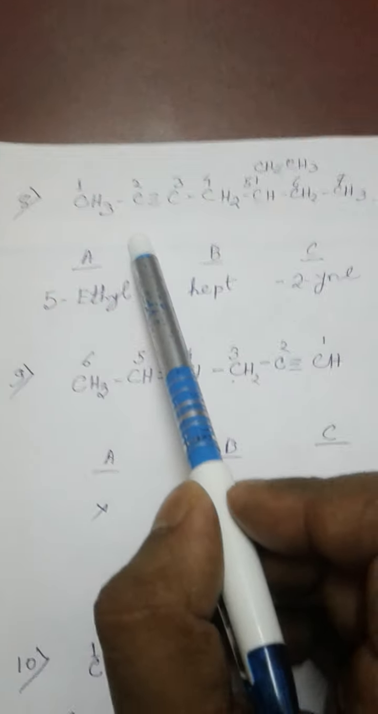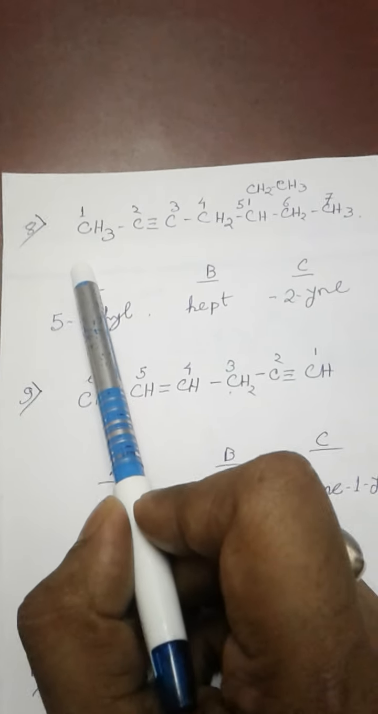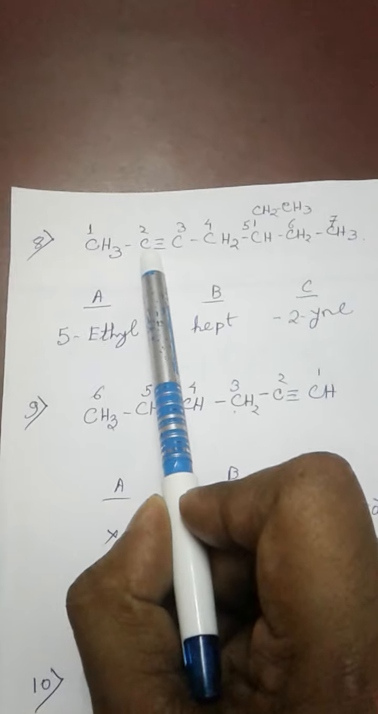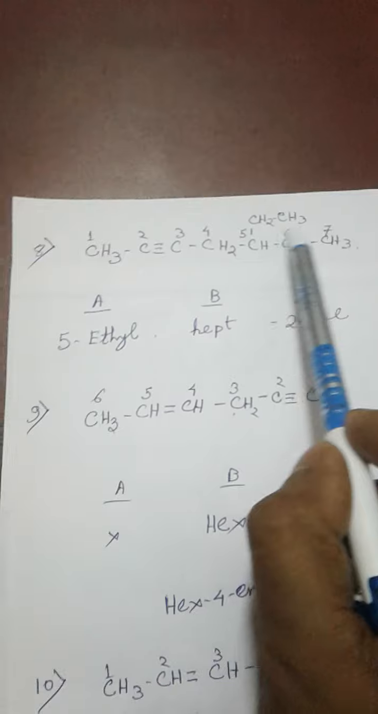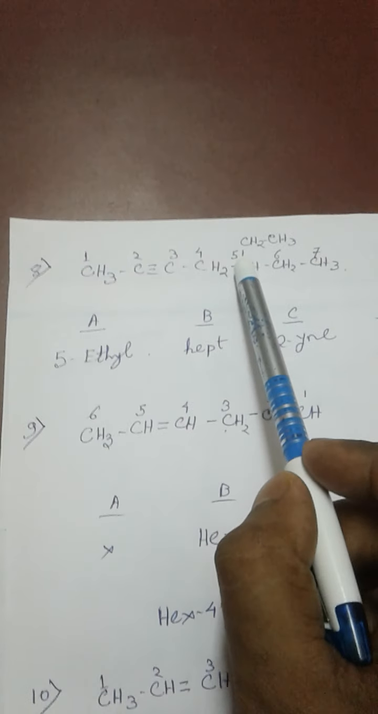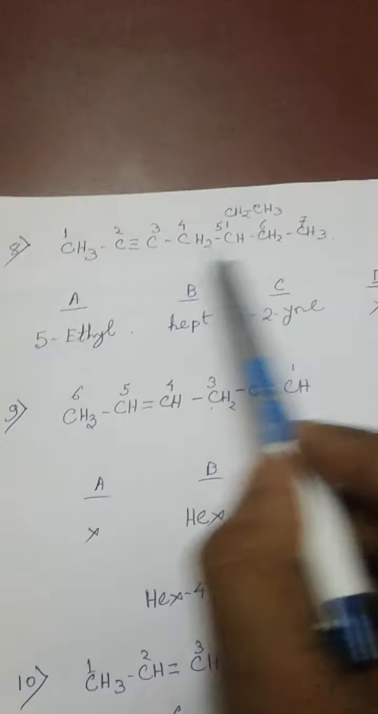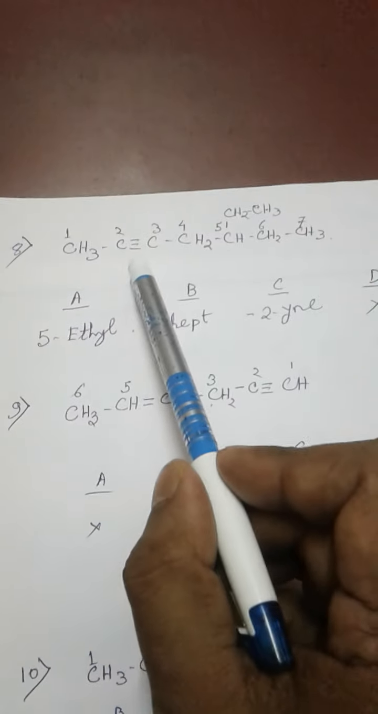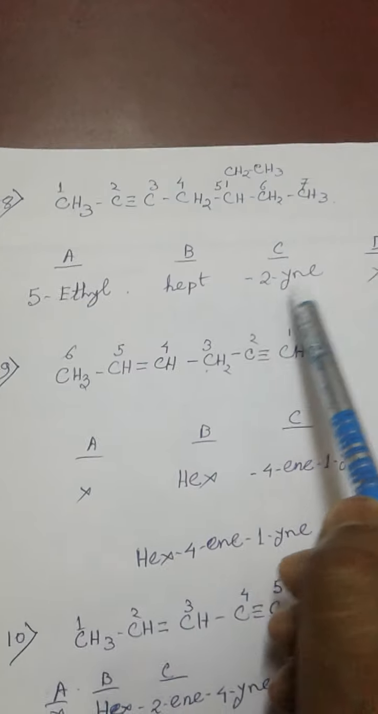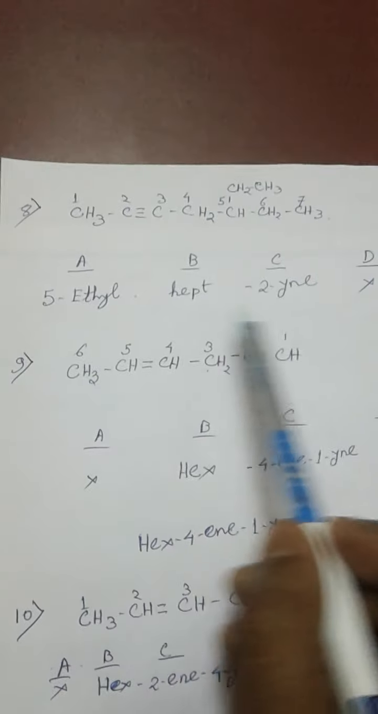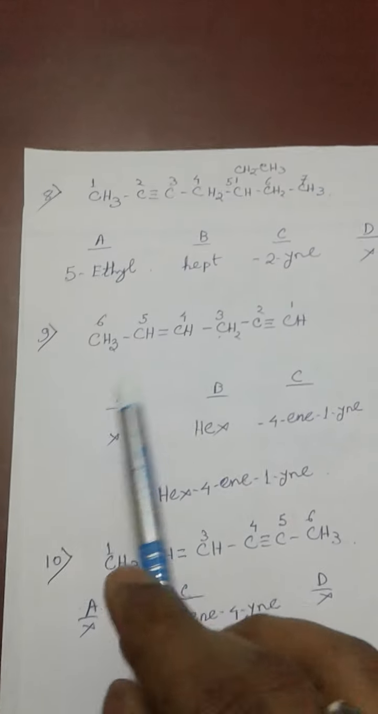Another example, a molecule with a triple bond and a side chain, and we must give the minimum locant to the triple bond, so it starts from the left side, and the side chain gets locant 5, so 5-ethyl, and 7 carbons are present in the main chain, so hept, and 2-yne, because the triple bond is present between carbons 2 and 3, so it is 2-yne. So the total name is 5-ethylhept-2-yne.